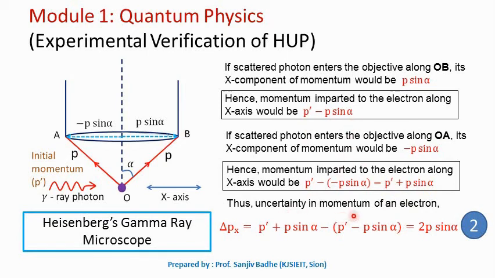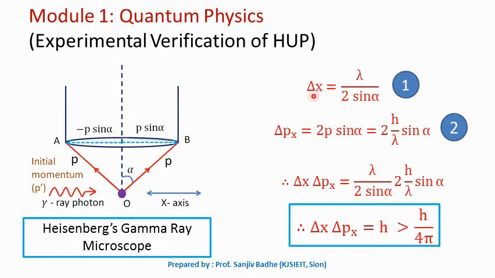So the uncertainty in the determination of the momentum of the electron will be delta px, that is equal to p dash plus p sin alpha minus (p dash minus p sin alpha). Here p dash will get cancelled, and the minus will become plus, so p sin alpha plus p sin alpha. So the uncertainty in the determination of the momentum of the electron will be equal to 2p sin alpha. So we know the uncertainty in the determination of position is lambda upon 2 sin alpha, and the uncertainty in the determination of momentum is 2p sin alpha.